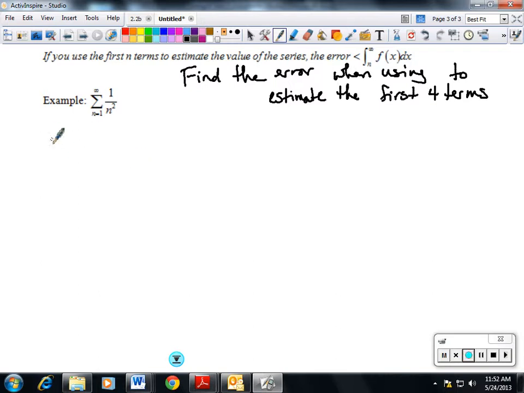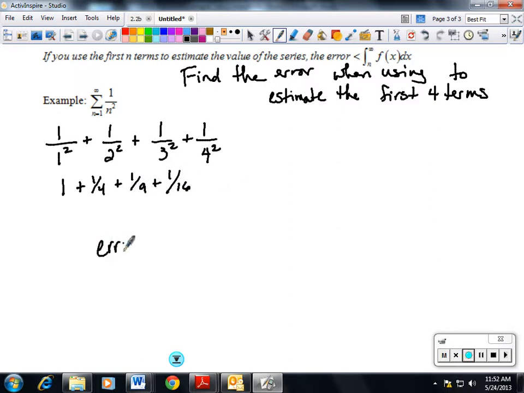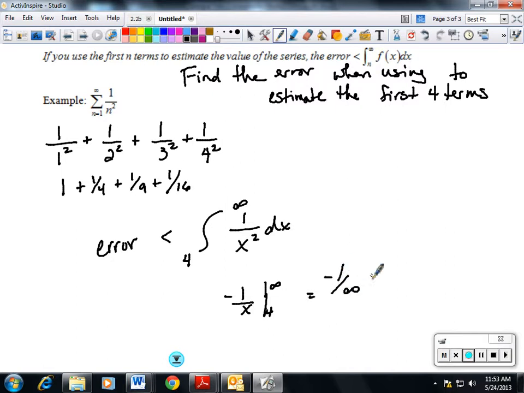Okay, so if I use this to do the first 4 terms, I would do 1 over 1 squared plus 1 over 2 squared plus 1 over 3 squared plus 1 over 4 squared, and that would be it. So it would be 1 plus 1/4 plus 1/9 plus 1/16. So the error would be less than the integral from 4 to infinity of 1 over x squared dx. Well, we've already integrated this, and we got negative 1 over x from 4 to infinity. So that's negative 1 over infinity plus 1/4. Well, that's 0 plus 1/4, which would be 1/4. So we could say that the error is less than 1/4.